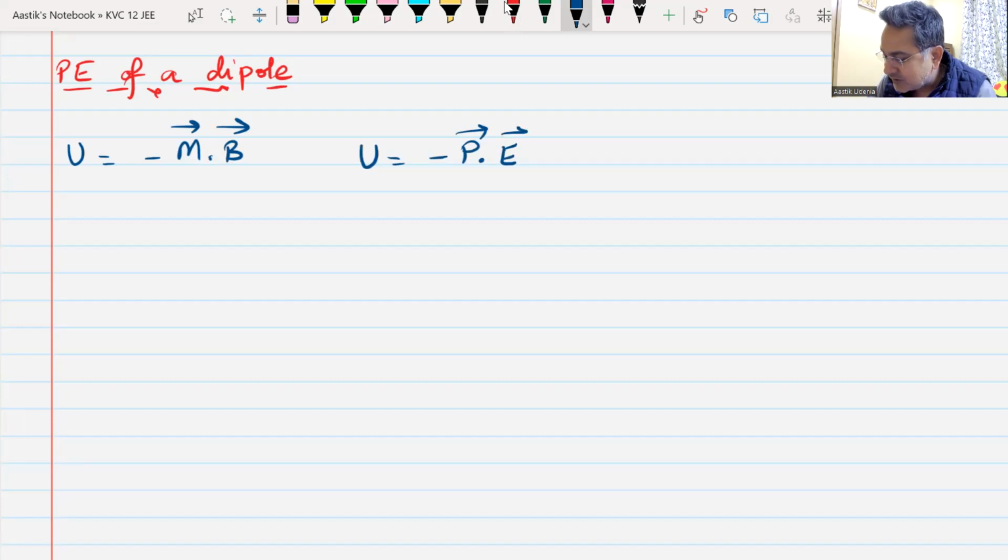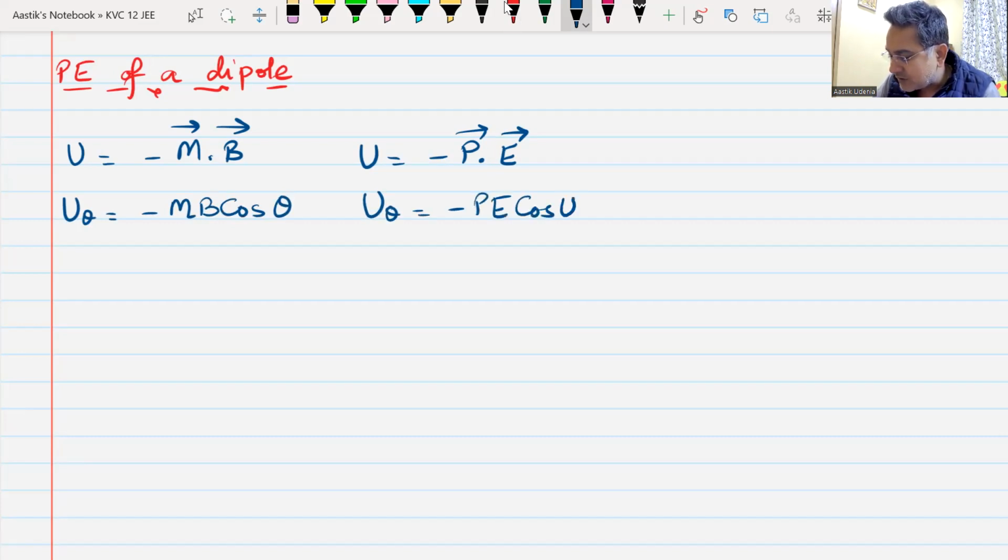Do we understand this? In terms of the dot product, we can write it M dot B. In terms of scalar, I can write it as minus MB cos theta or minus PE cos theta. Do we understand this? Yes, sir.